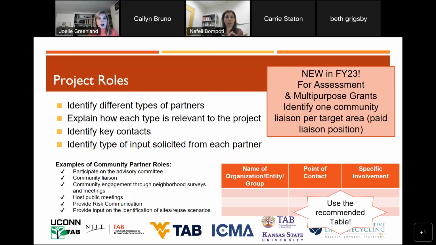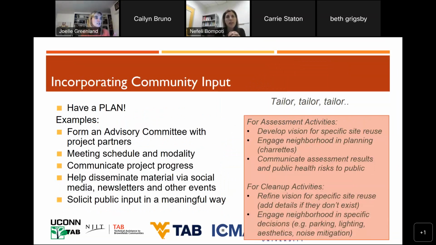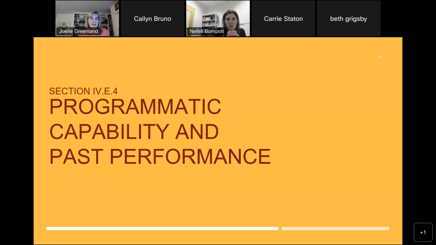Nefeli, I'm looking at the time we're running out of, but the next two slides are about project roles and incorporating community input, which, great job. But we're going to need to jump to programmatic costs, and people can look at your slides, which are chock full of stuff. So awesome information. But we only have 14 minutes left, and we want to be respectful of everybody's time. So we need to jump to programmatic capability, and Kaylin will be talking now. So awesome job. Any other parting words, Nefeli?